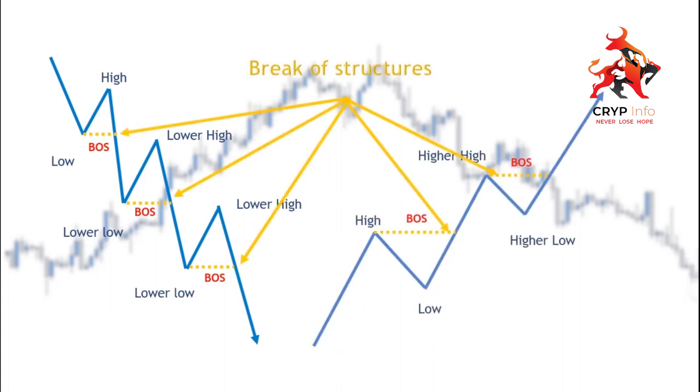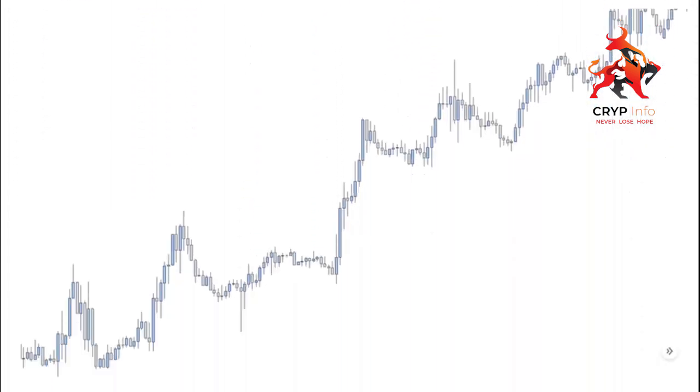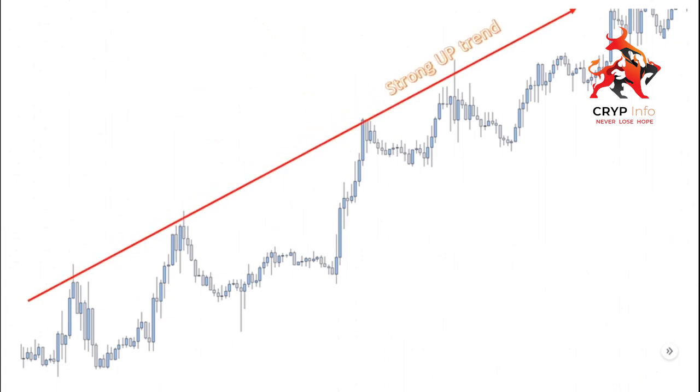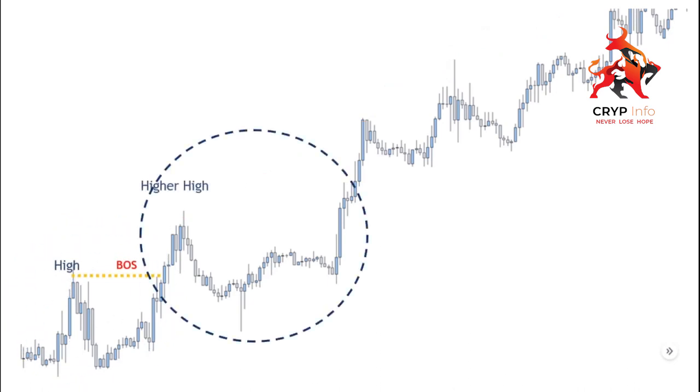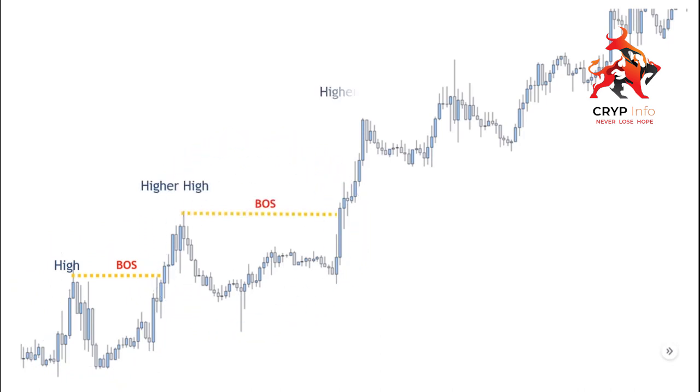Let's take a look at the chart and see whether we can specify the BOSs in the chart or not. As you can see, there is a strong uptrend. Here the price breaks the previous high in an uptrend, so we mark it as a BOS. Again, the price breaks the previous high, so we highlight it. And the rest just like the others.